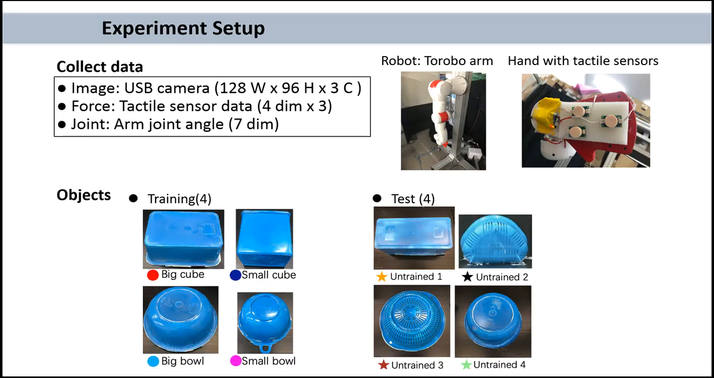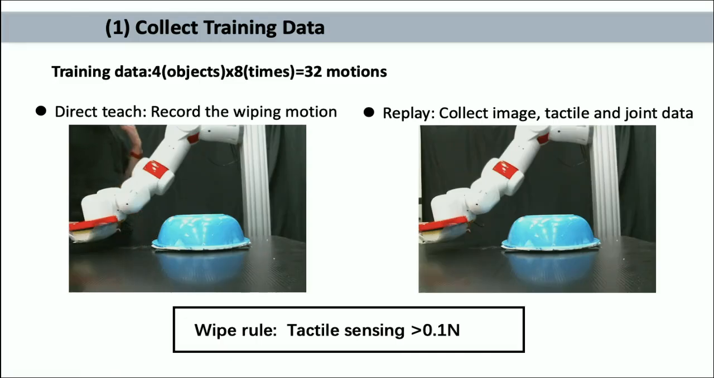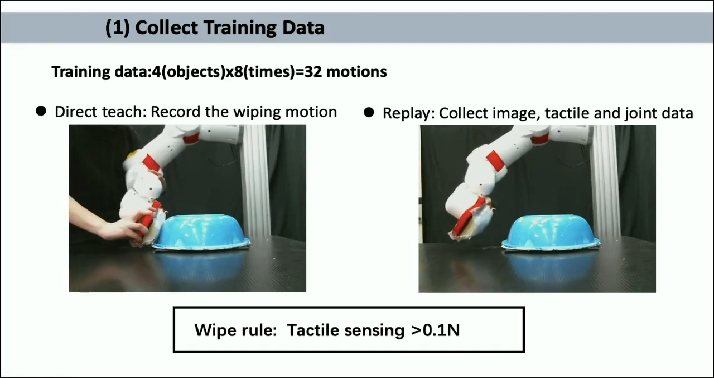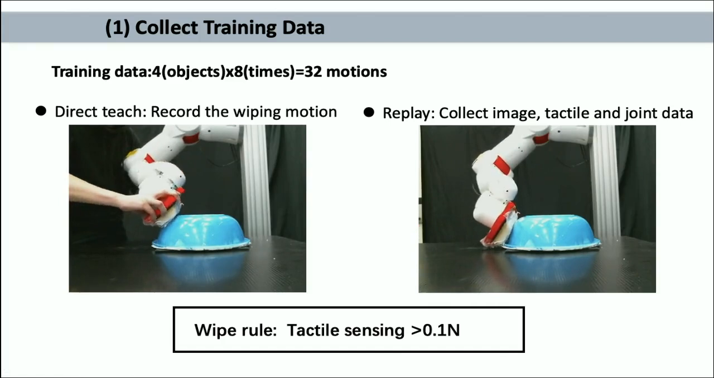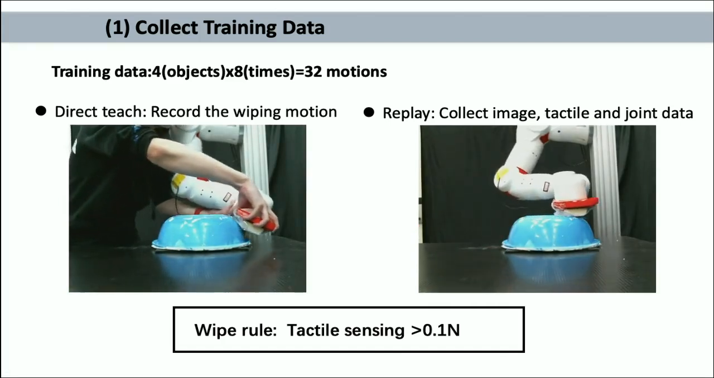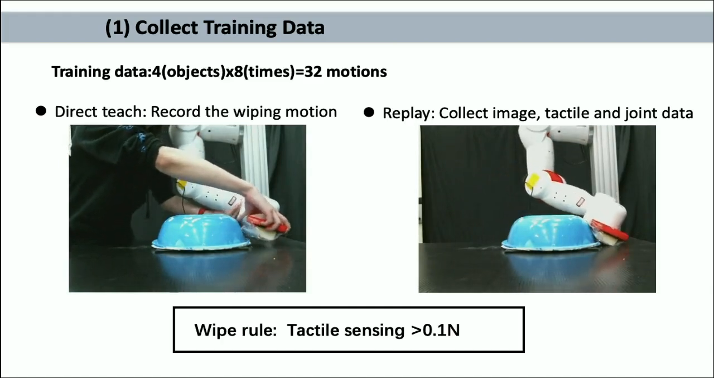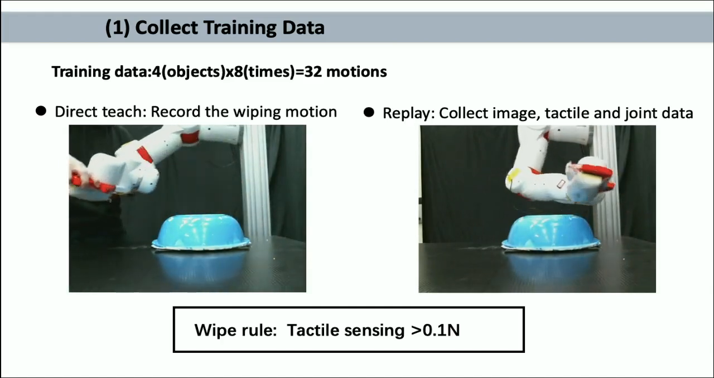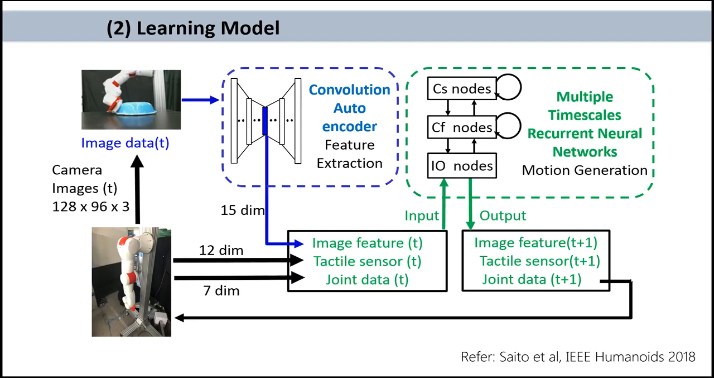This is the experiment setup. We use camera image data, tactile sensor data, and arm joint angle data. We trained 4 objects and evaluated with 4 test objects. When we collect data, we adopted direct teach and replay method in order not to mix the effect by robot itself and experimenter's assistance. We defined the rule as if the tactile force is more than 0.1 Newton, the robot succeeded in wiping. This is a learning model we refer from our past study.